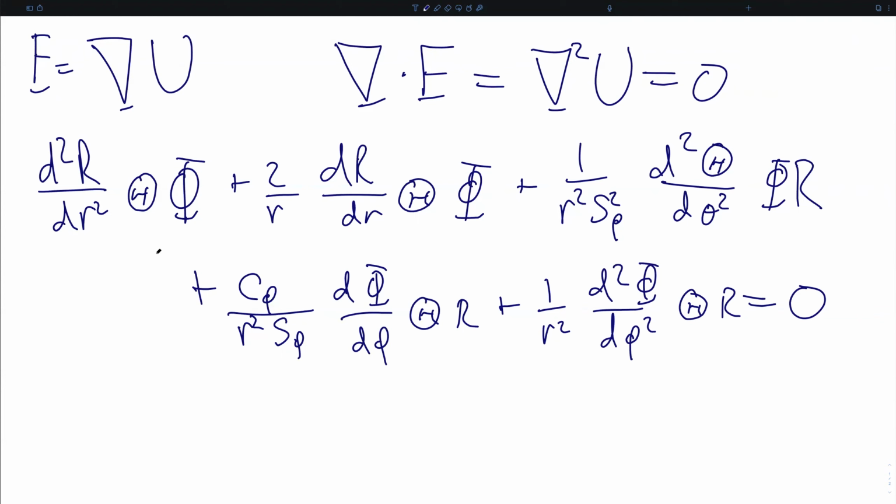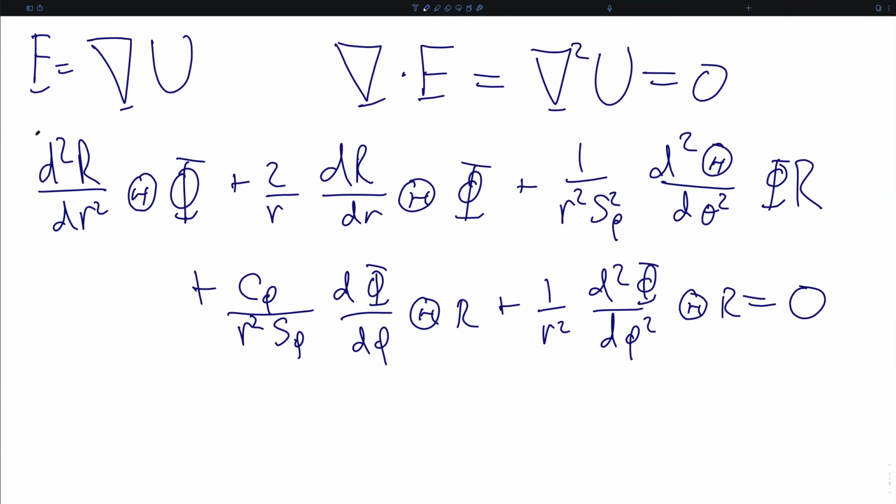So Laplace's equation in spherical coordinates has the form: the second derivative of capital R in r times theta times phi, plus 2 over r times the first derivative of R in r times theta times phi, plus 1 over r squared sine squared phi times the second derivative of theta in theta times phi R, plus the cosine over r squared sine phi times the derivative of capital phi with respect to phi times theta R, plus 1 over r squared times the second derivative of phi in phi times theta times R, is all equal to 0.